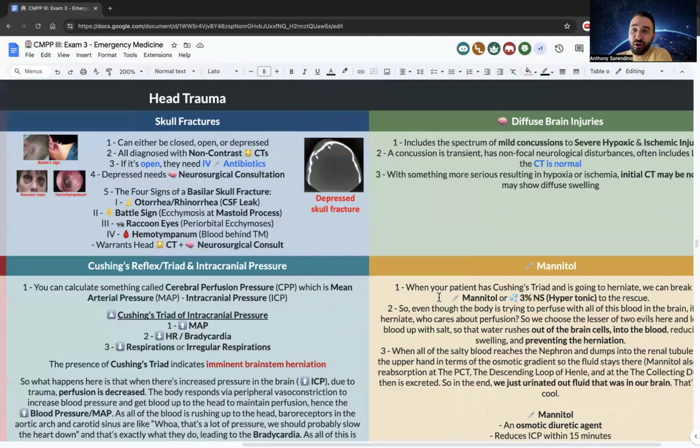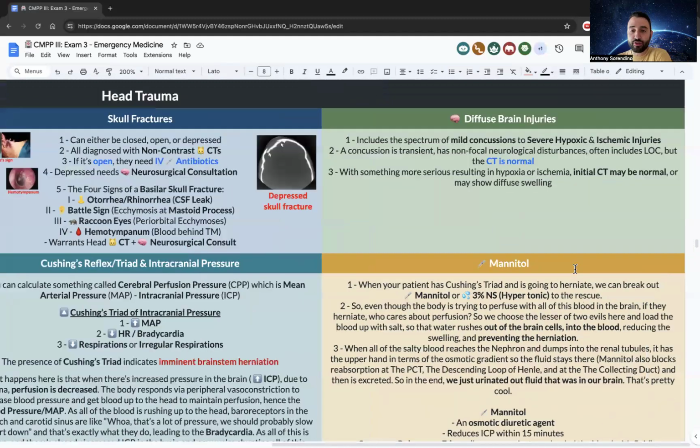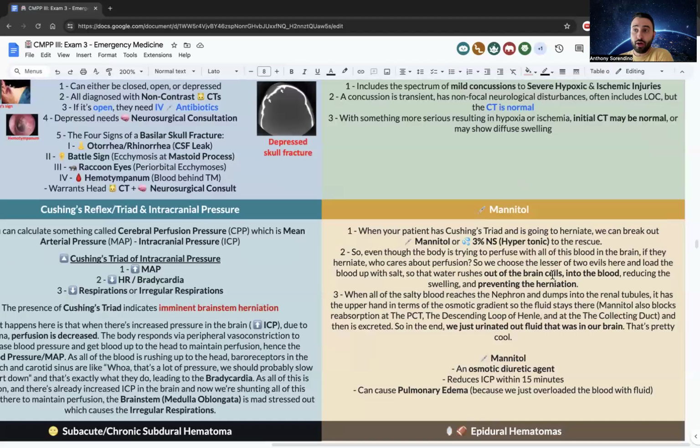To fix this is also pretty cool because you use either hypertonic saline or mannitol. Because they're at risk of herniating, you need to get fluid out of the cells in their brain. So how do you do that? You give them mannitol or you give them a hypertonic saline. So you load their blood with salt. Water's going to follow the salt. So the fluid is going to come out from the cells, out from the interstitium, come into the bloodstream.